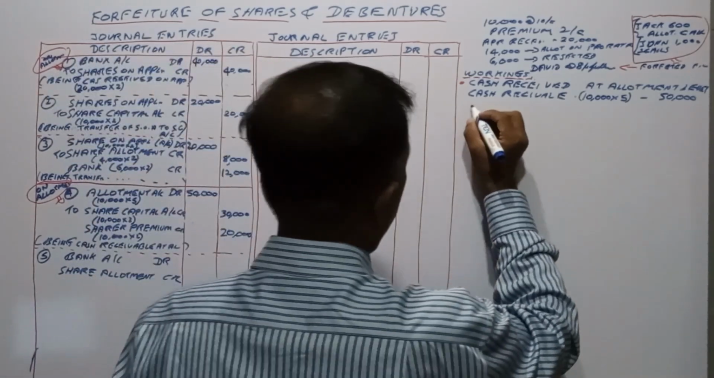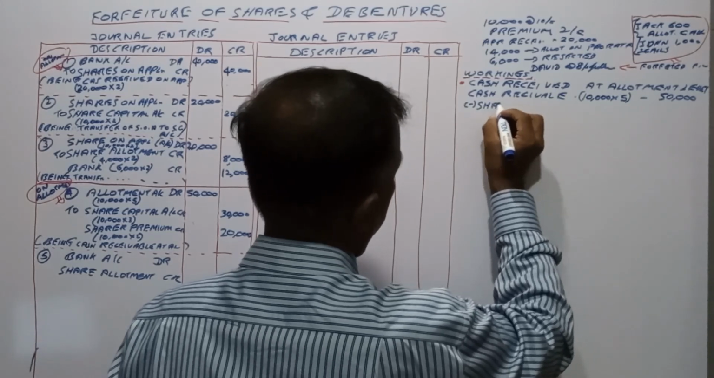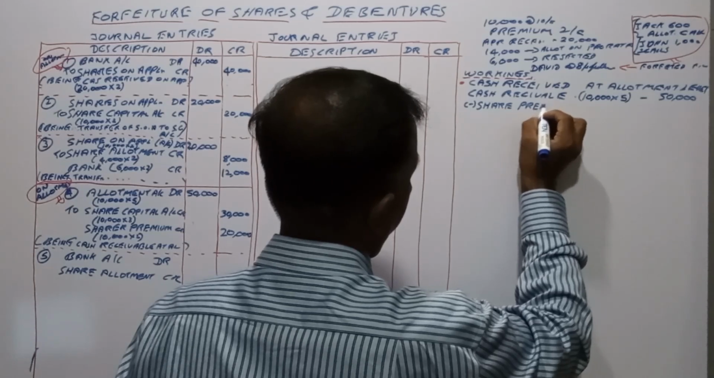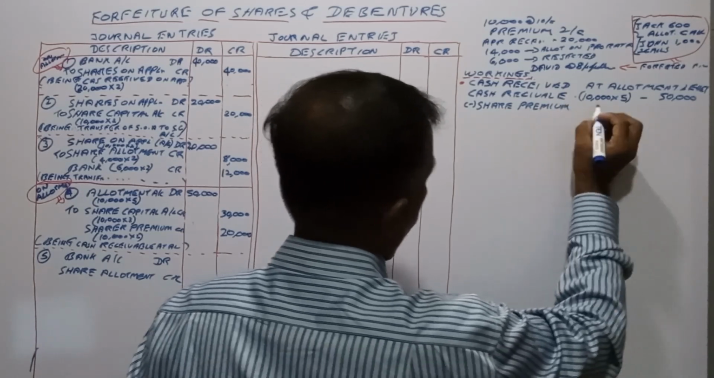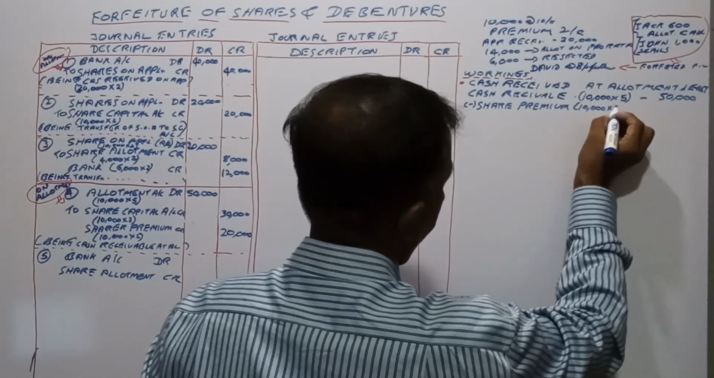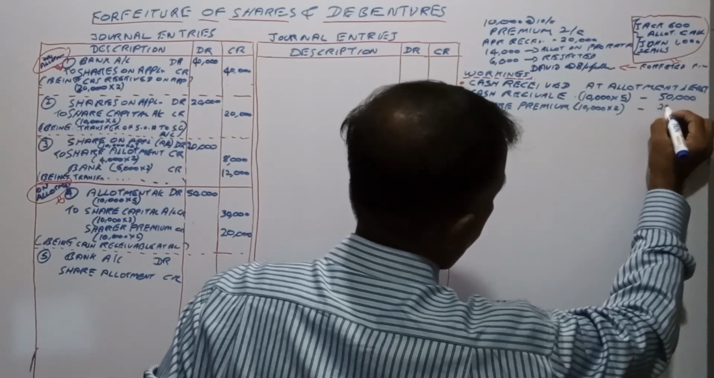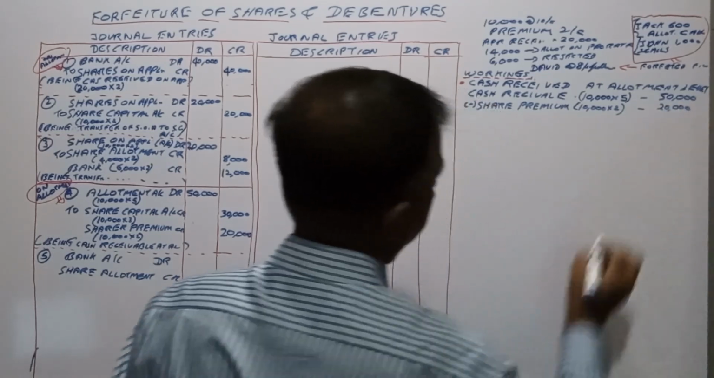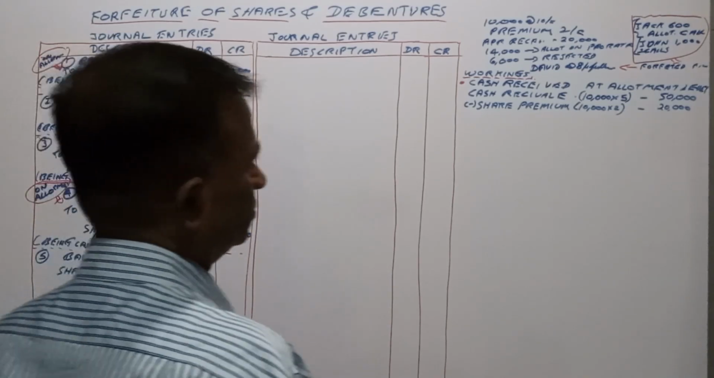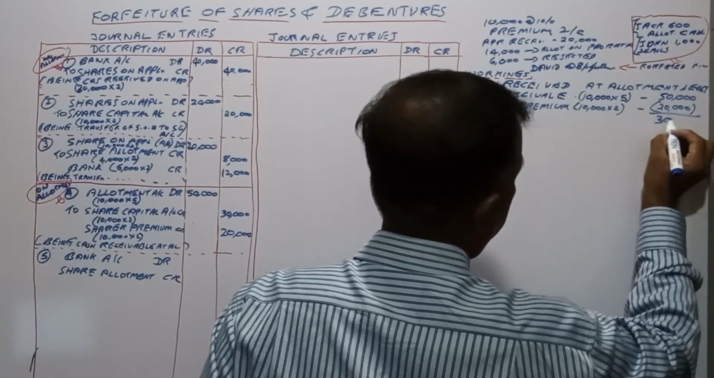Less share premium. How much? 10,000 into 2, that is 20,000. If we deduct this, we will get 30,000.